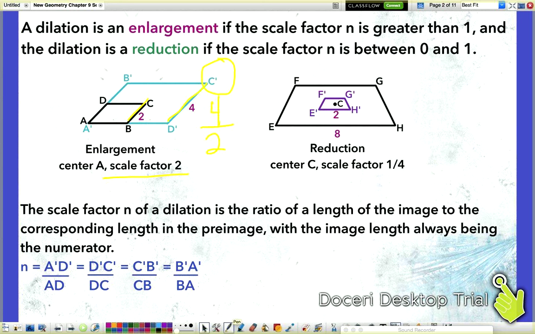This color's not very good. So in here, that would be my new figure, the smaller one. So then I go 2 to 8. I'm comparing this to this, the two side lengths. So that would be a scale factor of 1 over 4. So that's going to shrink.